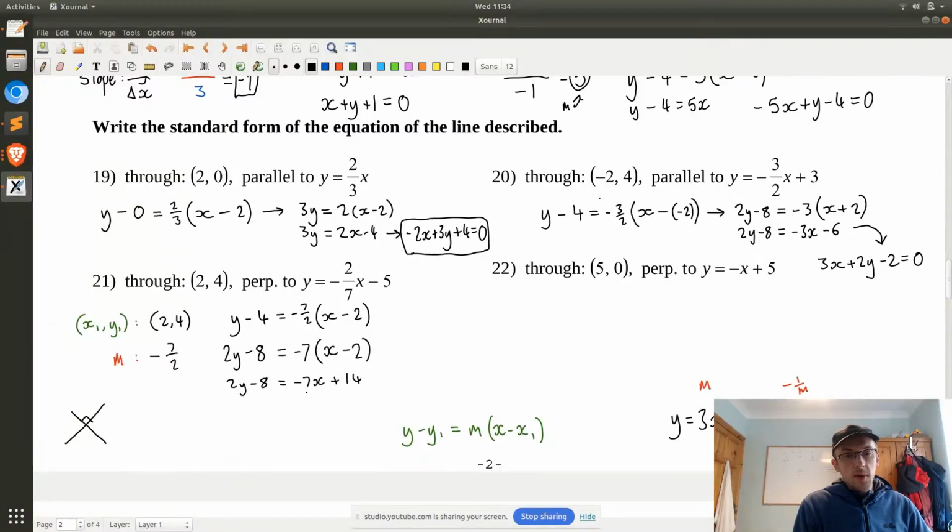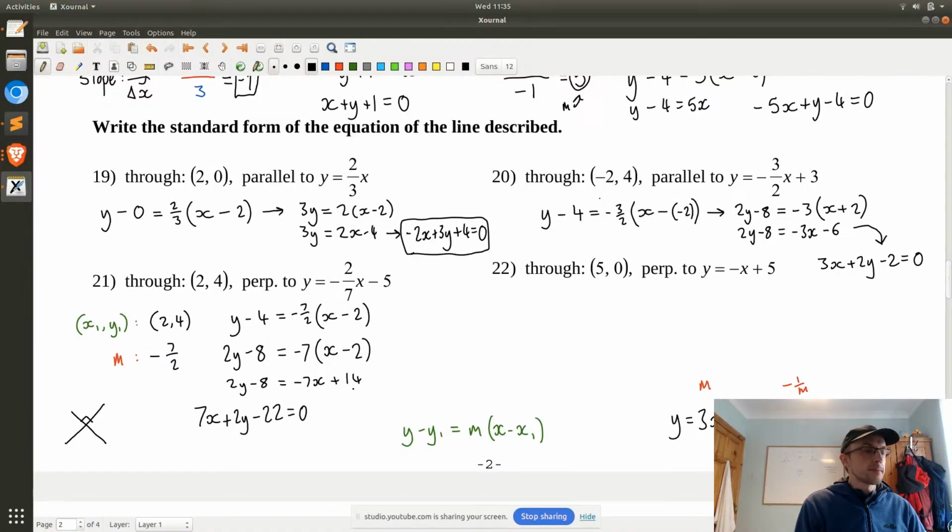And move everything now over to the left. So add 7x to both sides. Leave the 2y alone. Take 14 from both sides. So minus 8 minus 14 is minus 22. And there you have it.